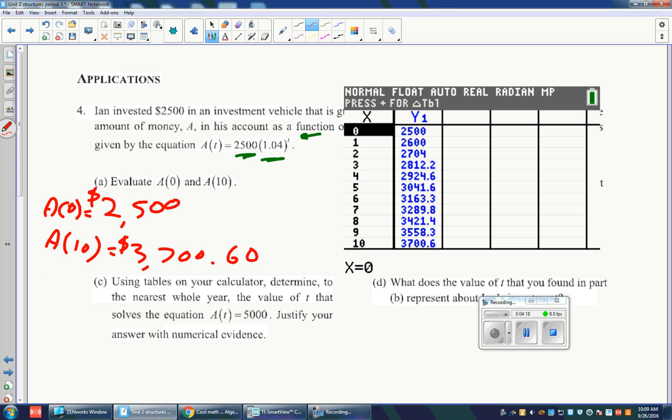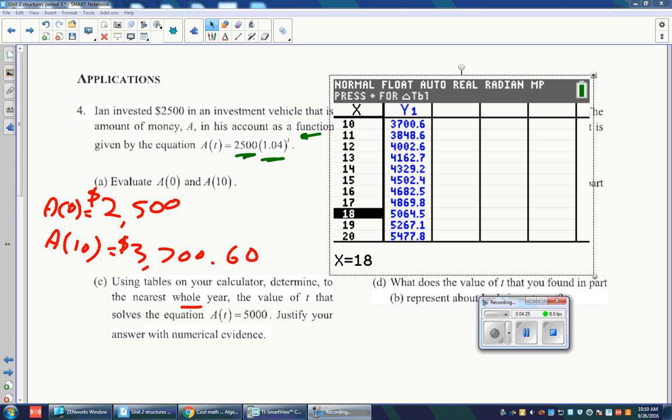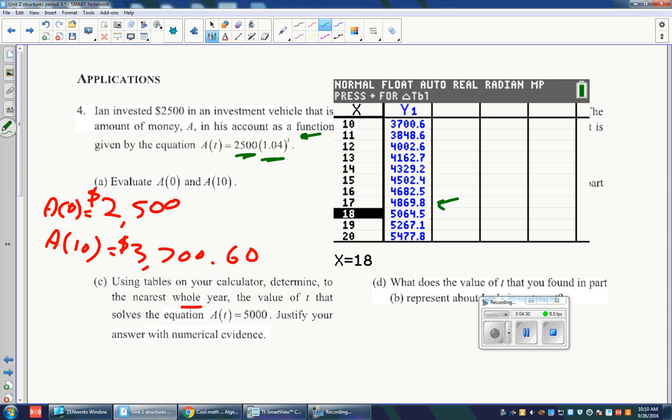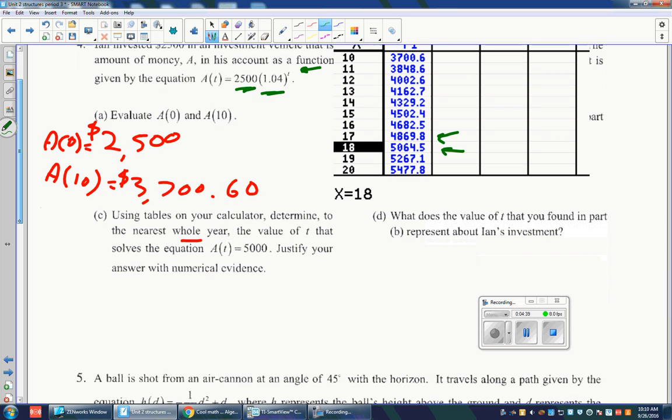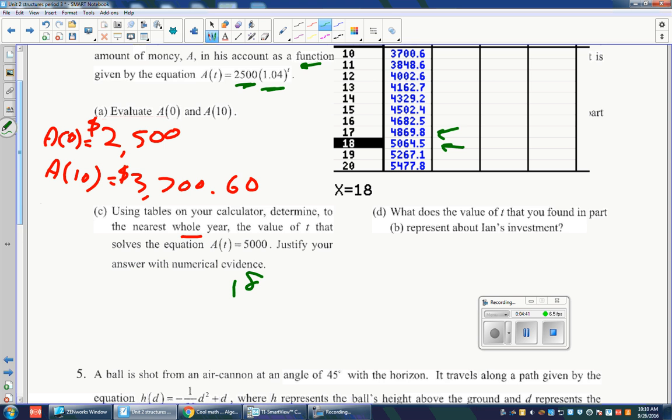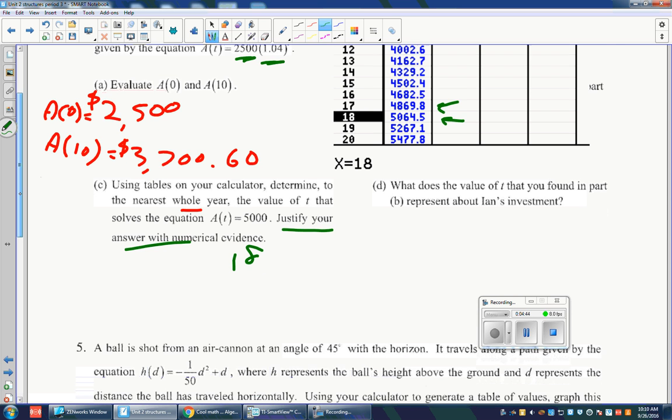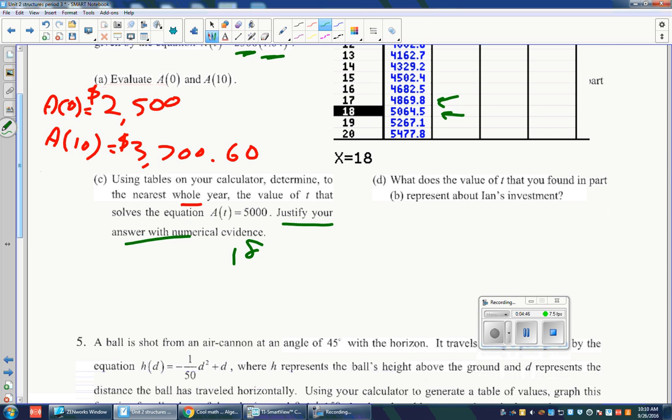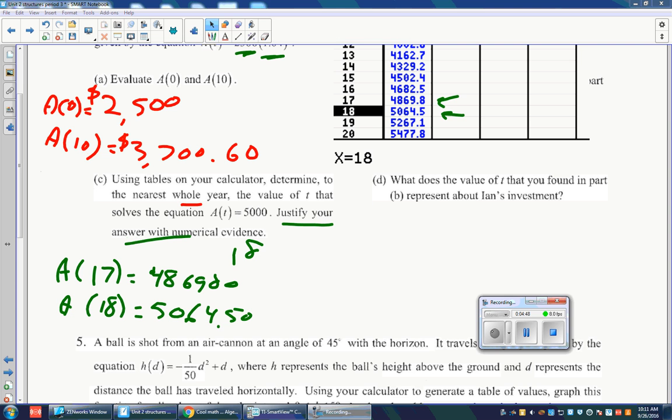Using the tables on your calculator, determine the nearest whole year, the value that solves the equation for $5,000. So I went to the table, and this one is off by $130.20. That one's off by $64.50. So the answer is 18. I justified the answer with numerical evidence. I just did so verbally, and I just wrote it down mathematically.